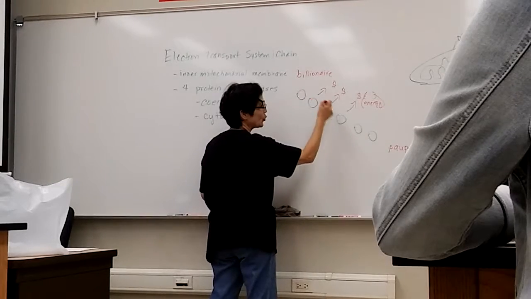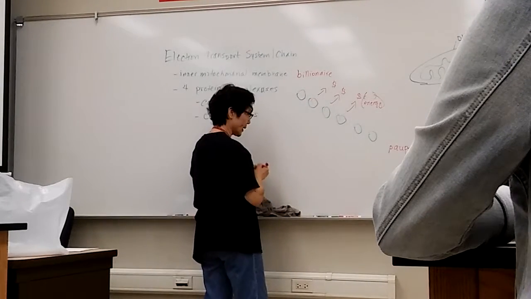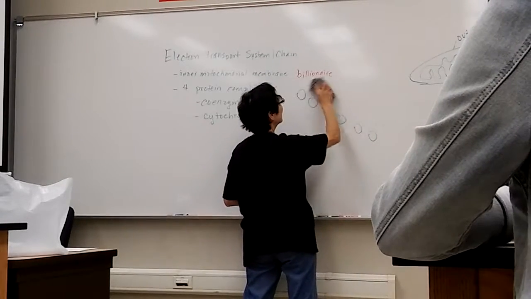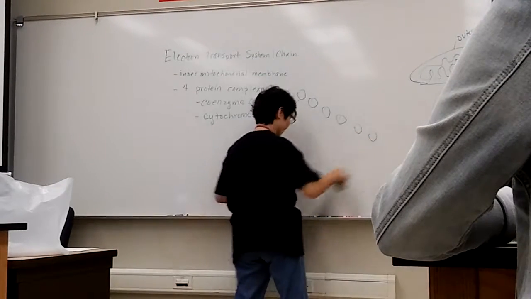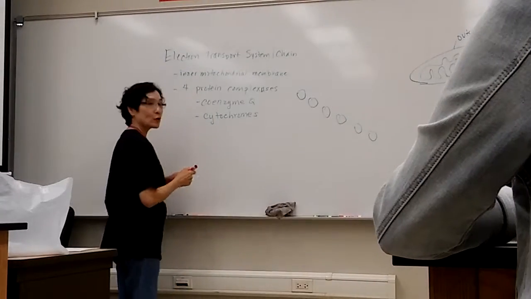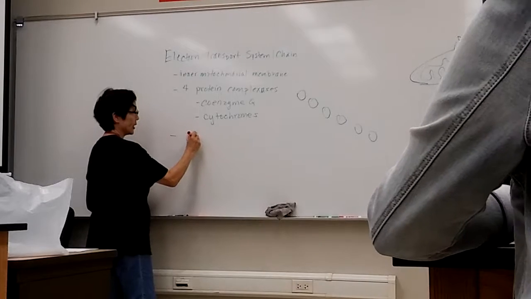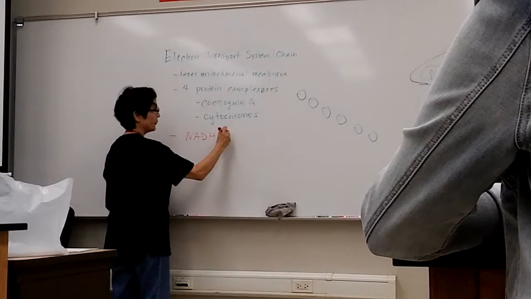Okay, the electrons are going to travel along this chain here. That's why it's called an electron chain. Okay, so you get the idea? Kind of the concept? Yes? Okay. So we have those electron carriers. So what are the electron carriers? You have your NADH and your FADH2.